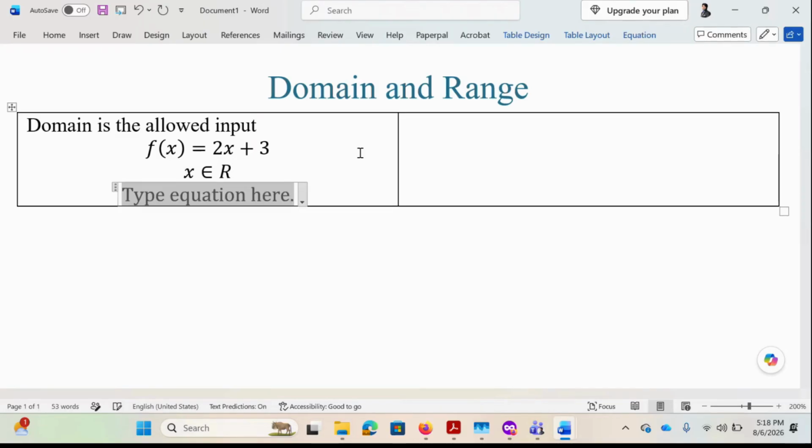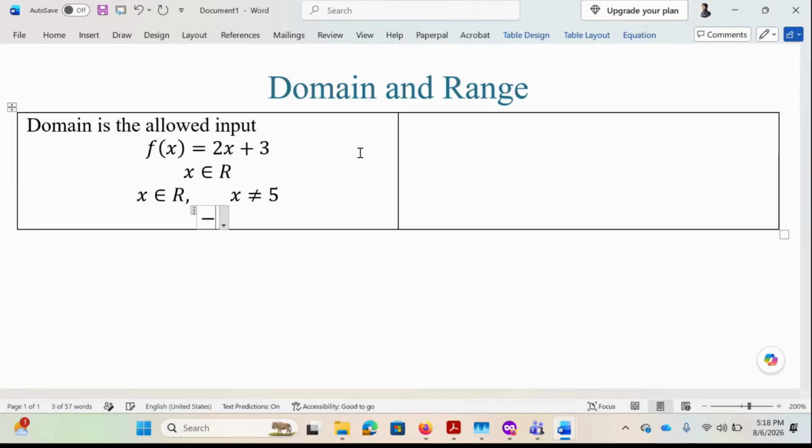Another way of specifying the domain is if I tell you x is an element of real numbers, but x cannot be equal to 5. This is another way of specifying that domain. I'm telling you x can take any values from negative infinity to positive infinity, but it cannot be 5. Is this clear? This is another way of specifying the domain. Another way is if I'm telling you x can take values from negative 3 to 1.